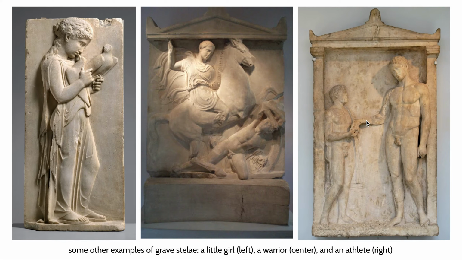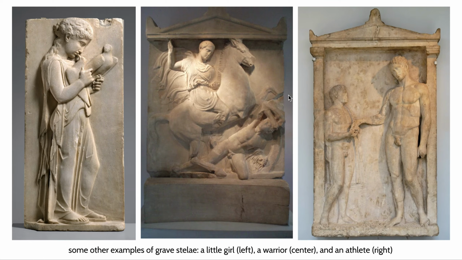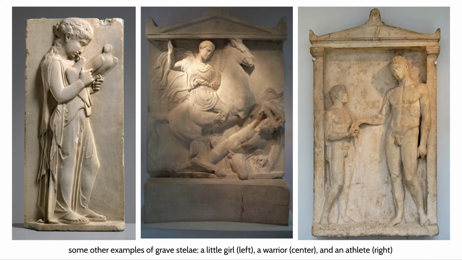So here's a couple of other examples of grave stelae from the classical period. We're seeing lots of different ages and demographics being represented. One of my favorite grave stelae is this one of a girl with her pet doves right here. There's also examples of warriors, like this image right here. And then there's also images of athletes as well. A very common sculptural motif in ancient Greece is the athlete, and he's basically covering his body in olive oil and then scraping it off. So this is his little boyfriend right here, who's helping him cover his body in oil and then scrape it off.